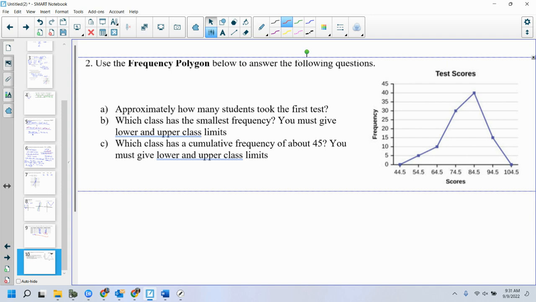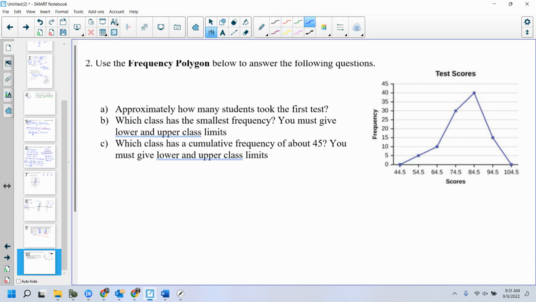Okay, first thing that I want to do is approximately how many students took the first test. So that means I've really got to look at all my entries, right? I've got to look at all my frequencies. Looks like I have 0 students here, 5 students here, 10 here, 30 here, 40 with this, 15 here, and then 0 again. So if I'm just going to add those up, looks like I got 100 students. Is that what you guys got? Yeah. 15, this is 70, so 85 plus 15 is 100 students took this.